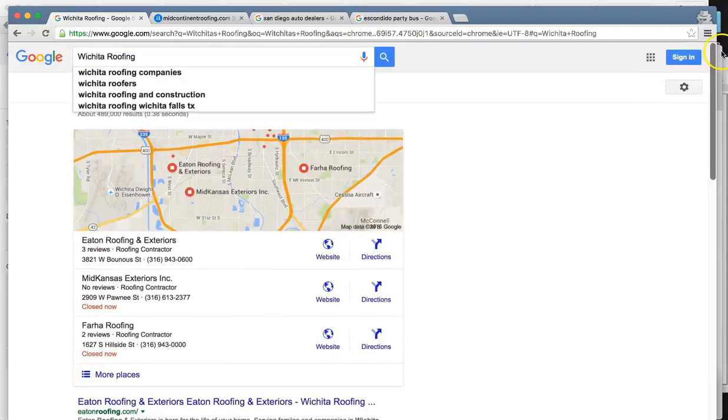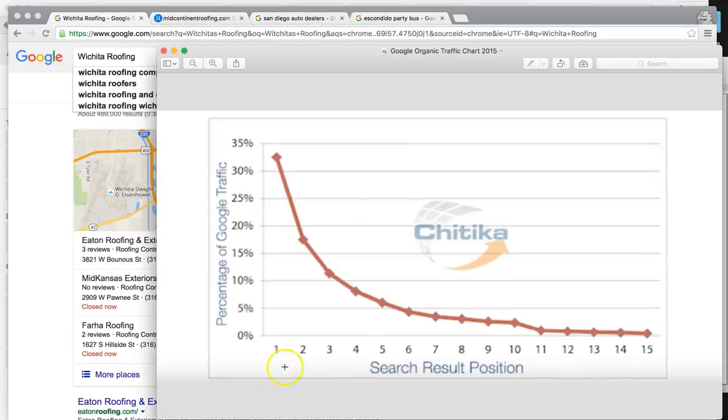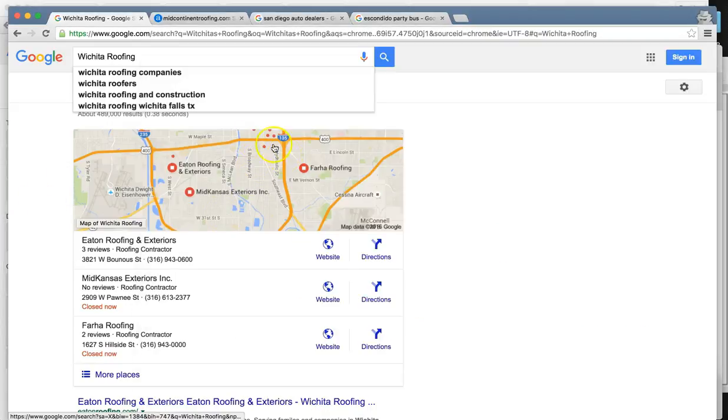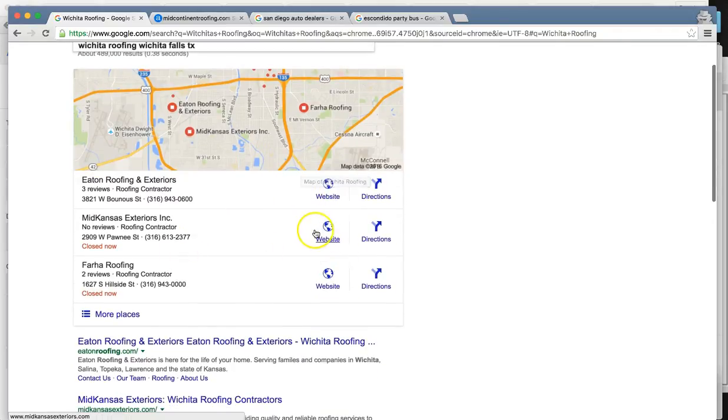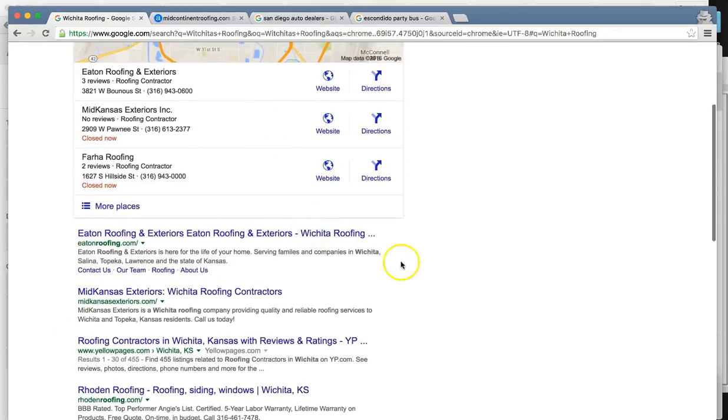So let me show you why you want to be at the top. The number one person gets about 35% of all the clicks. Number 10, the bottom of page one, gets maybe 3%. So being in the top two or three controls most of the clicks. If there were Google AdWords running, that would control 20%. The Google Maps controls 20 to 30%, and the organics control about 40% of all the clicks. So you definitely want to be at the top of here and top of here.